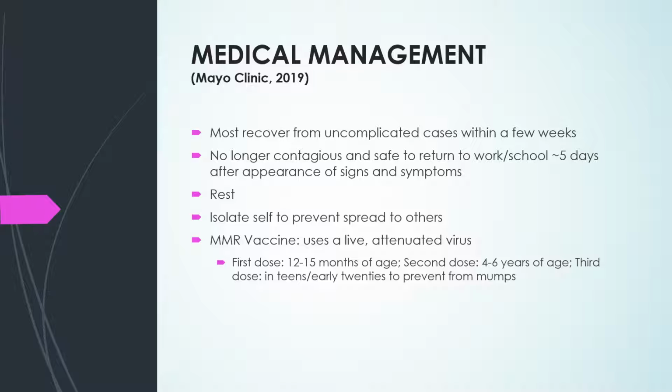And there was a study that did recommend doing a third dose in the teens or early 20s just to prevent mumps, because again, there are some individuals where their immune system just does not take the MMR vaccine the first time. So just to make sure that the immune system is responding, then some recommend that third dose.